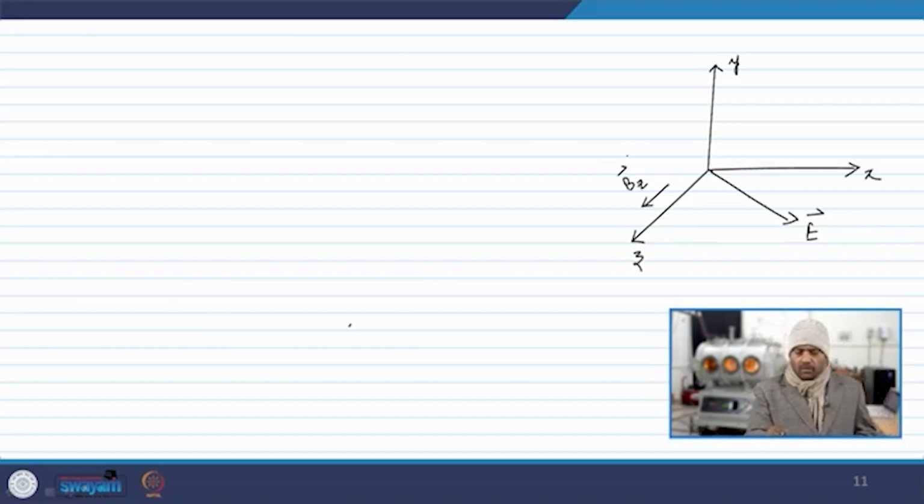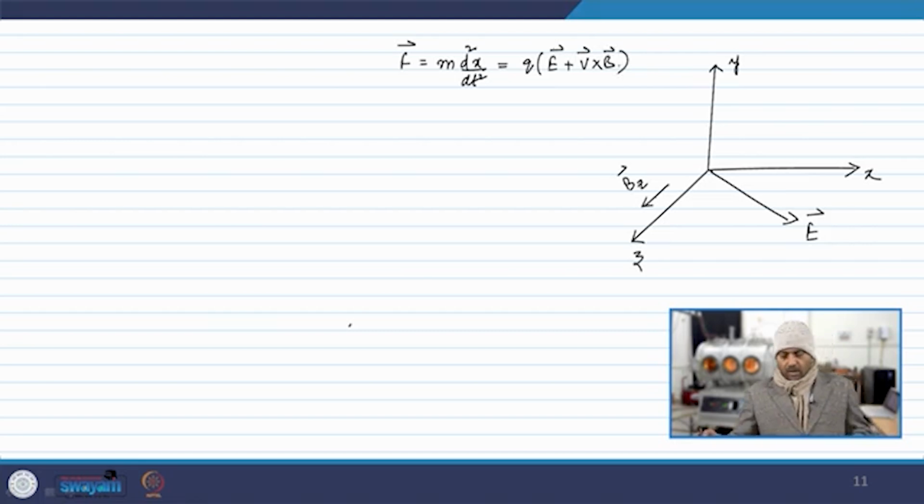Now, where do we start? We start with F, which is m d square x by dt square, equals q times (E plus v cross B). Now, ideally, I can take the position to be r rather than x, dealing with the 3-dimensional coordinates. Right. Now, one thing is simple.